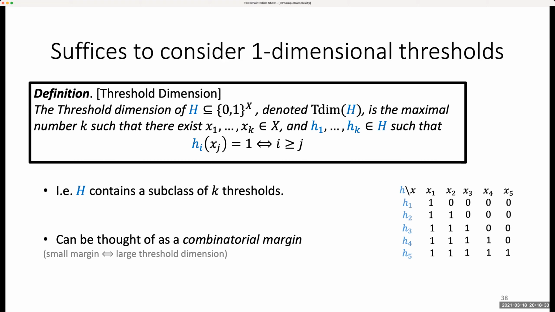I think one interesting way to think about it is like a combinatorial notion of margin. We have this geometric margin, where the half spaces are very close to the boundary, and this threshold dimension is a combinatorial abstraction of the notion of margin for half spaces. So again, the threshold dimension is the maximum number k such that we can find k points and get a triangular submatrix when we look at the incidence matrix, when we project the class to these points.